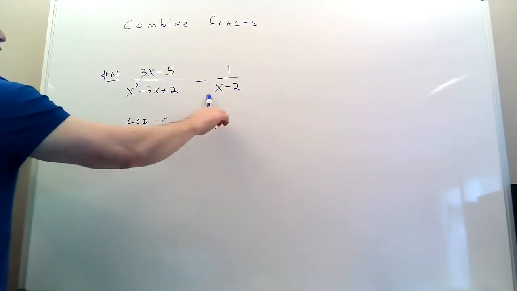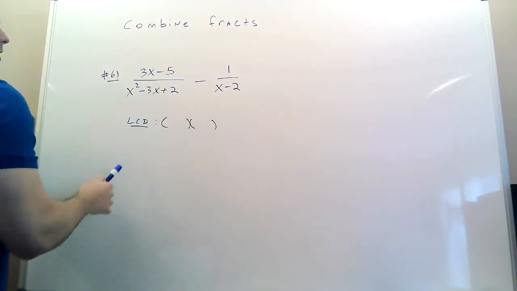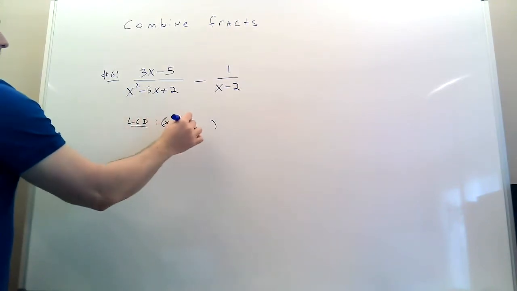You can't factor this. There's no GCF. It's not a difference of squares. It's not even an x squared. But you can factor this. So you're going to put x and x.